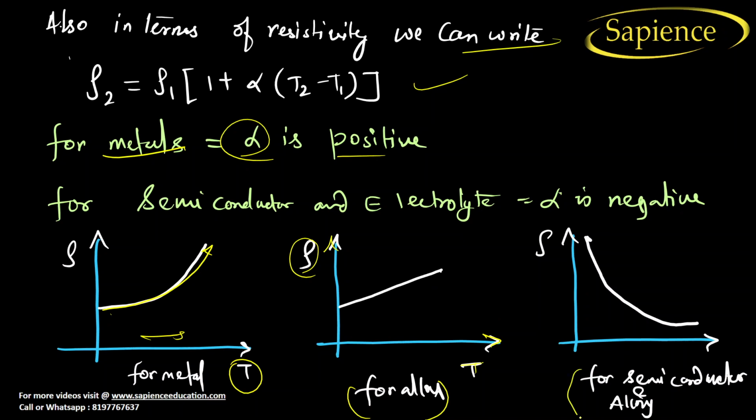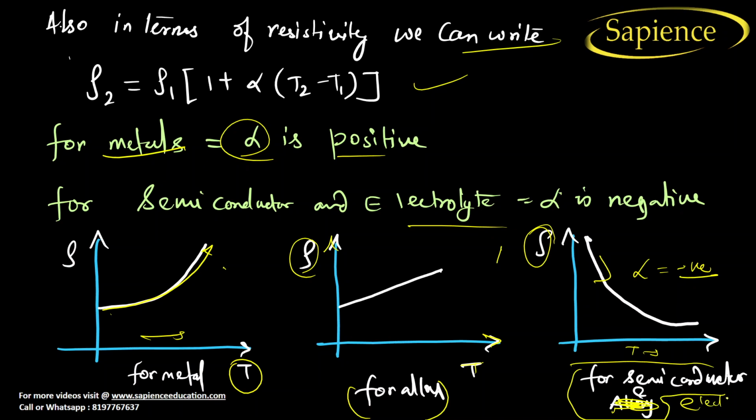But what about semiconductor? If temperature increases, what will happen? Resistivity will decrease. That's why alpha is negative, right? For semiconductor and electrolyte, alpha is negative, right? I hope you have understood now.